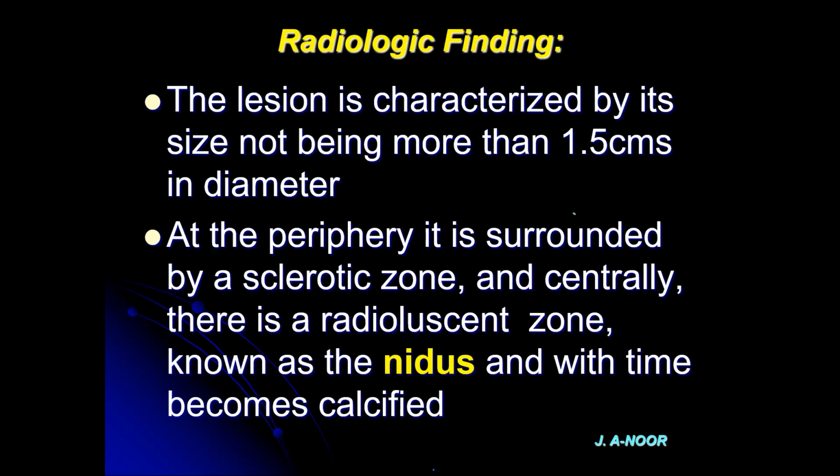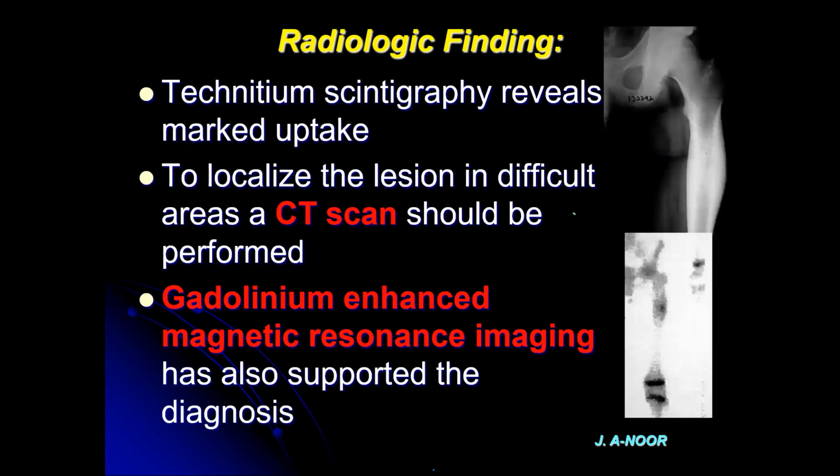At the periphery, it is surrounded by a sclerotic zone. And centrally, there is a radiolucent zone known as the nidus, and with time it becomes calcified. Technetium scintigraphy reveals marked uptake. To localize the lesion in difficult areas, a CT scan should be performed. But what I usually do, I do a technetium scan. I have an idea on what location, then I ask for a CT scan. Gadolinium enhanced magnetic resonance imaging has also supported the diagnosis.